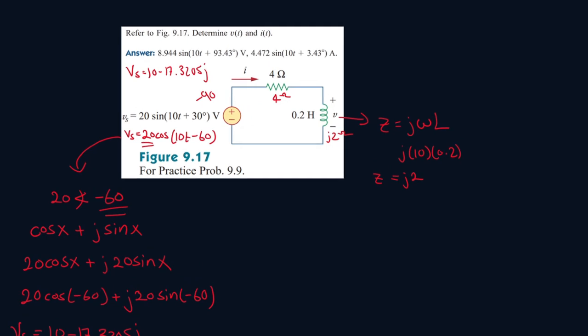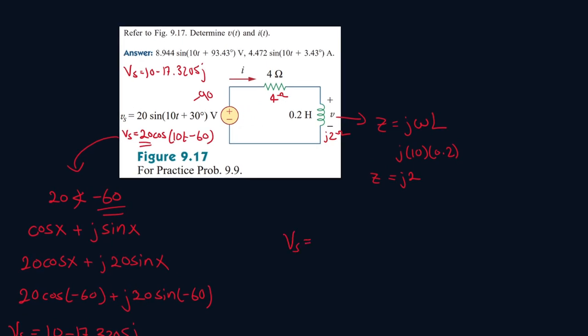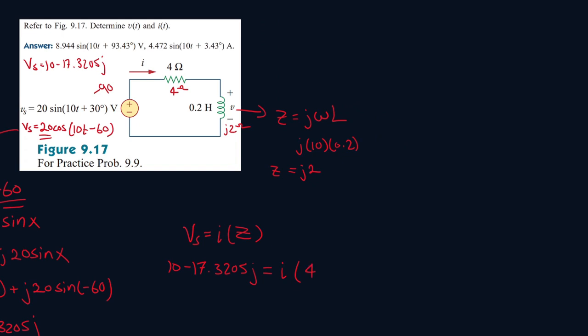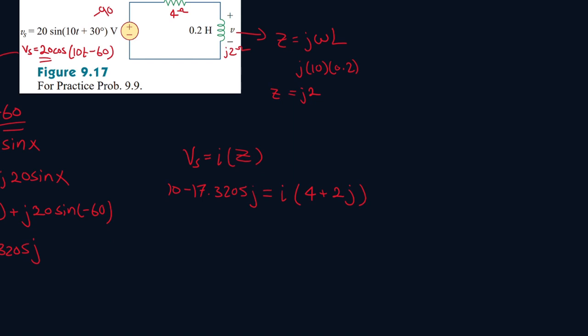Okay, now I know the following is true. I know VS will be equal to our current I times the sum of all the impedance values. So VS was 10 minus 17.3205 J, and this is equal to I, and the sum of all our impedance values will be 4 plus 2J. Now divide both sides by 4 plus 2J, and this will be your I value. Now we have to get all our complex numbers on the top. So what we can do is multiply by 4 minus 2J.